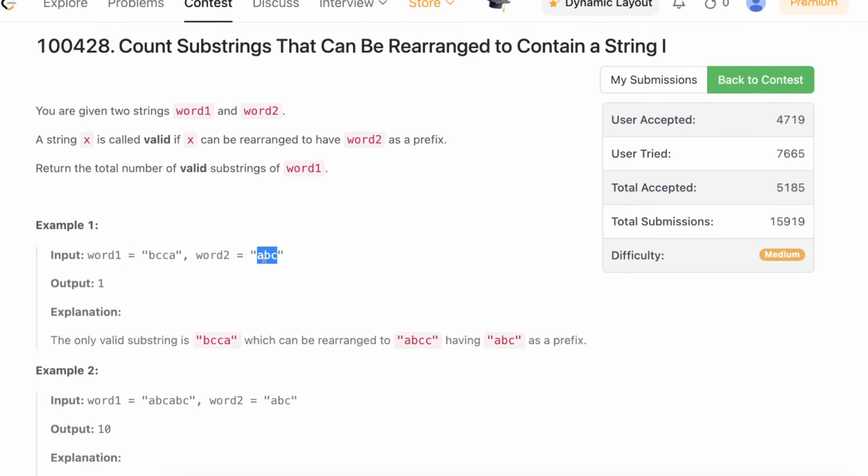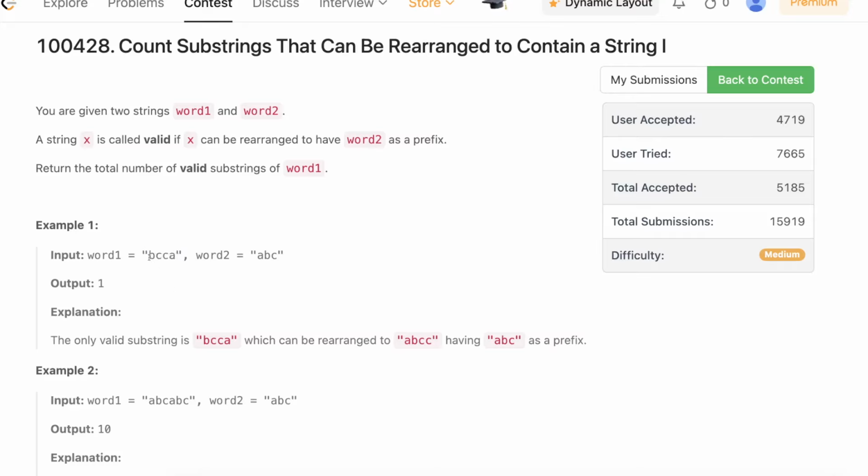So your task is to figure out how many substrings of BCCA are there such that if you rearrange the characters in the substring in any way you want, you would get ABC as the prefix of that rearranged substring. So obviously, if you want this to be the prefix, the substring length should be greater than or equal to 3, right? So there are only 3 substrings which have length greater than or equal to 3: BCC, CCA, and BCCA.